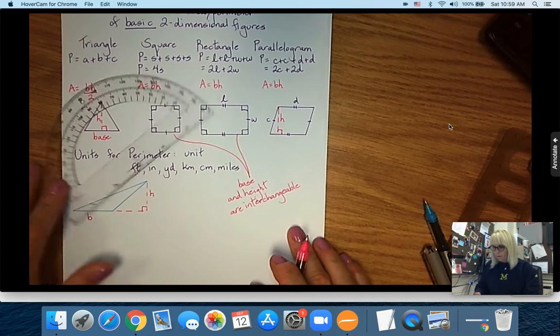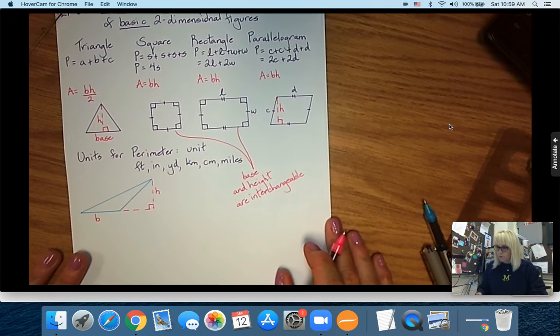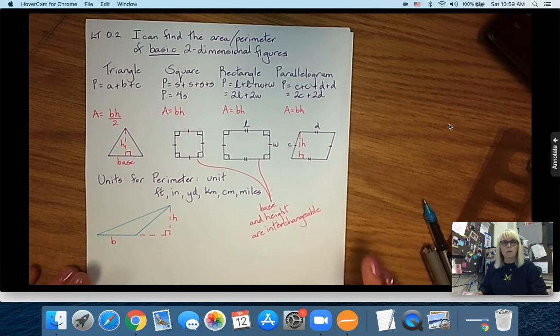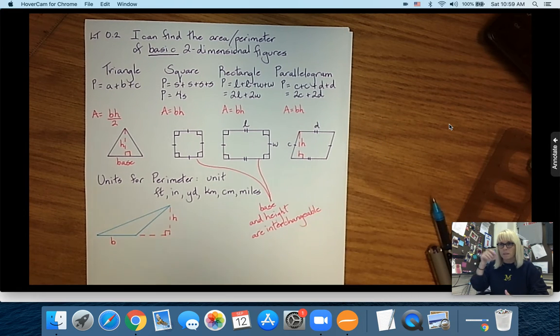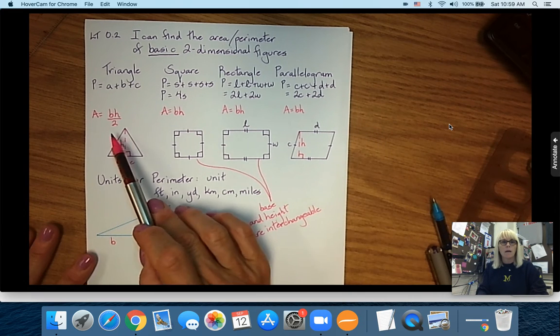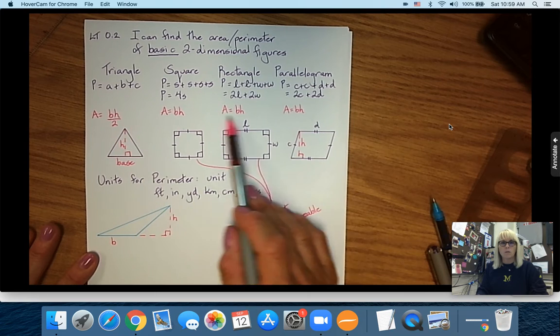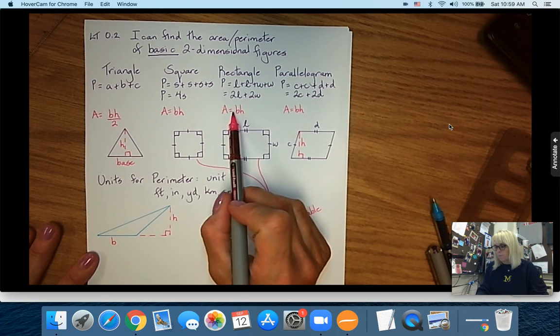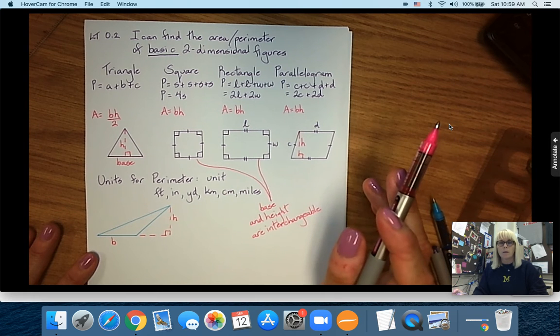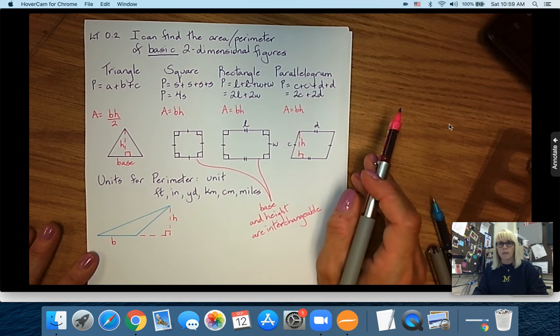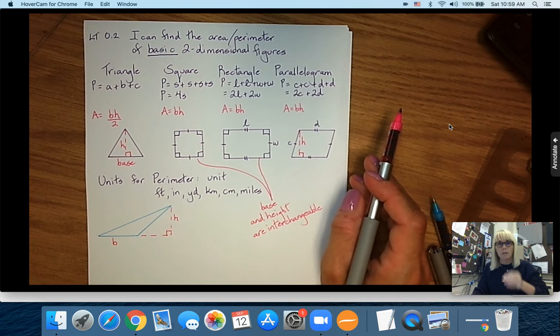All right, we're back. So we have the formulas for perimeter, which aren't really formulas, right? Perimeter is just the fencing around a figure. The area formulas are a little trickier, but you notice for the three quadrilaterals, they're all the same, base times height. Remember, height has to form a right angle with the base. So how do you know which one the base is? The base is the side of the figure that the height forms a right angle with.